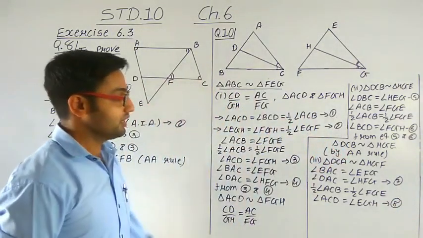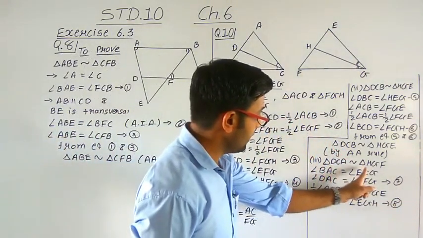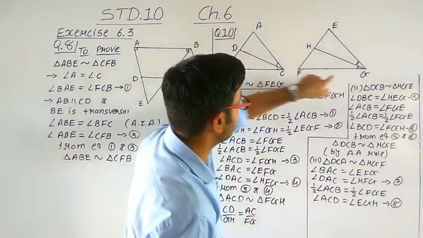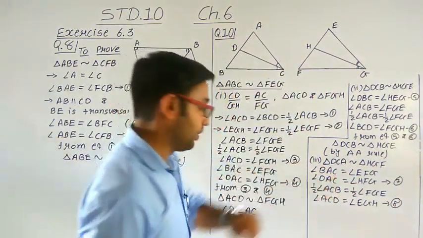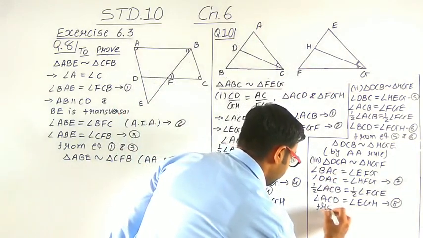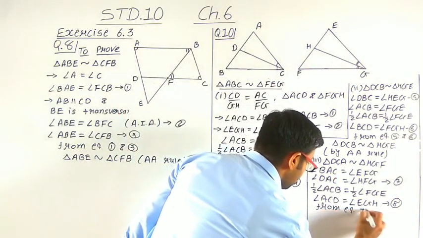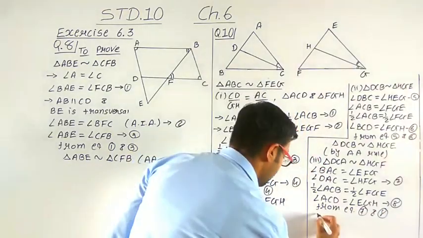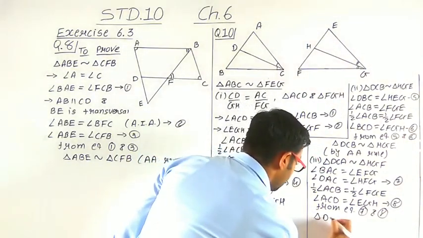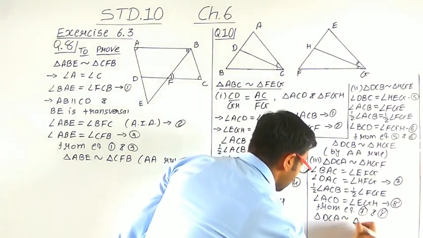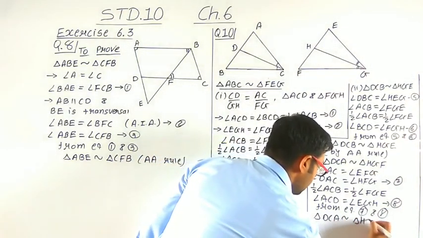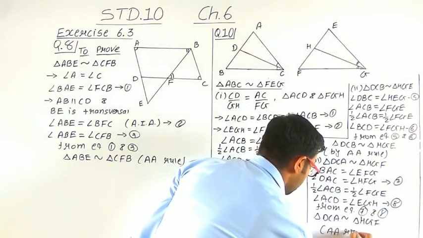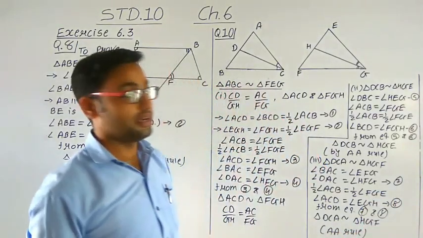Now see, in both these triangles DCA and HGF, two angles are equal. So from equation number 7 and 8, we can write down that triangle DCA is similar to triangle HGF by the angle rule of similarity.